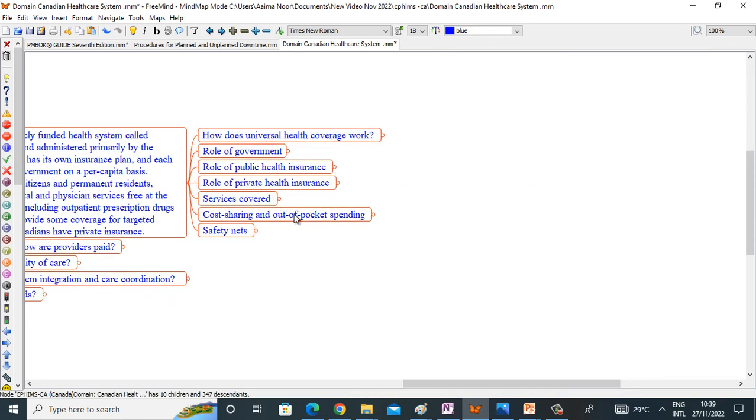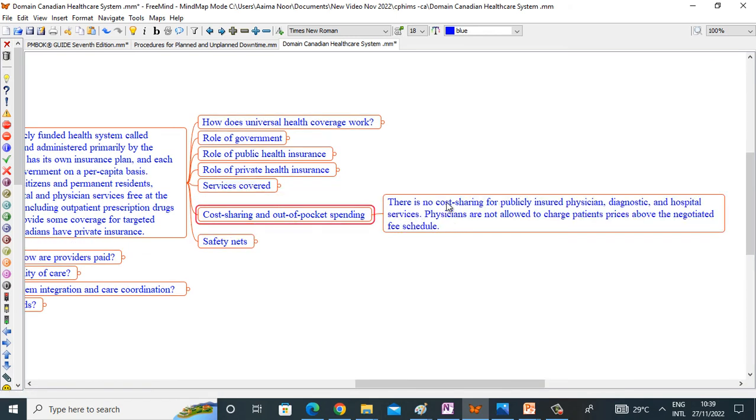Now we'll see cost sharing and out-of-pocket spending. There is no cost sharing for publicly insured physician, diagnostic and hospital services. Physicians are not allowed to charge patients a price above the negotiated fee schedule.